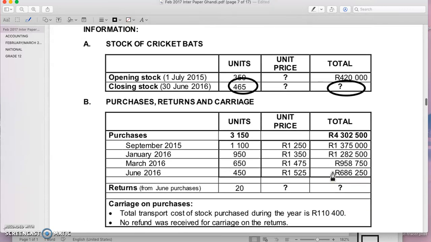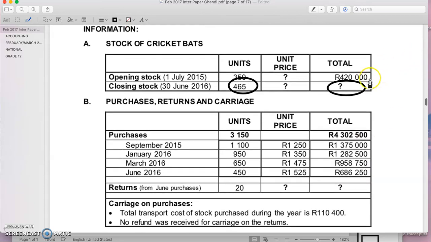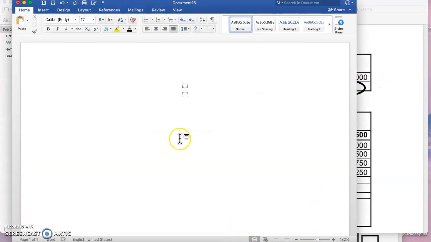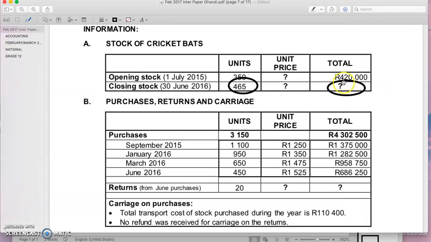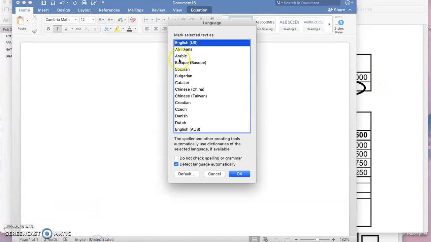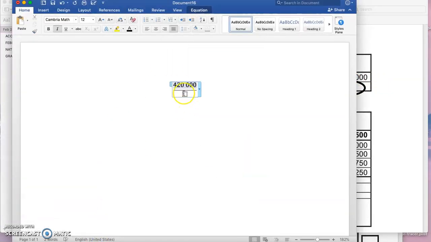So what we need to do is take the value of our opening stock, which is given to us. It's right there at the top, 420,000. And at the top, we're going to have the rand amounts, and at the bottom, we're going to have the unit amounts. But for now, let's calculate on the rands. So we have opening stock.